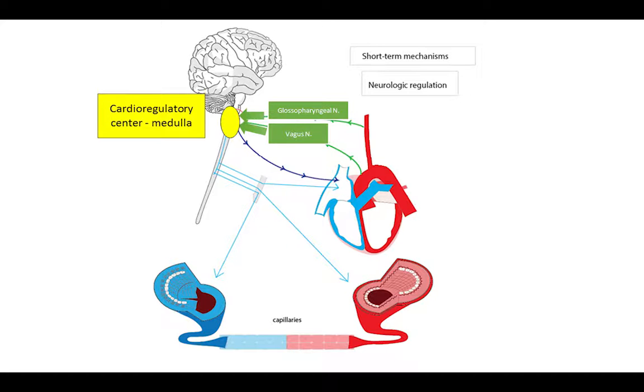There are baroreceptors located in both the carotid sinuses and the aortic arch. They send afferent stimulations, that's from afar, via the glossopharyngeal nerve, cranial nerve number 9, and the vagus nerve, cranial nerve number 10, to the cardioregulatory center located in the medulla. I use the mnemonic "coming from afar" to remember afferent is traveling centrally.